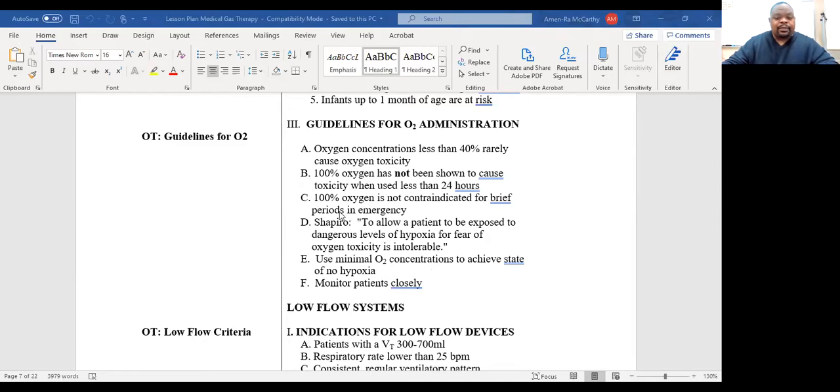Shapiro is an old school respiratory therapist instructor. He had his own book, just like you use Egan's now. We used to use a book called Shapiro. Okay, and he was a very, very smart respiratory therapist. And he says, to allow a patient to be exposed to dangerous levels of hypoxia for the fear of oxygen toxicity is intolerable. Because you learn that certain patients, and you're going to learn it as we go, certain patients are sensitive to oxygen, right? Because of the peripheral chemoreceptors and the central chemoreceptor situation, some patients you don't want to give too much oxygen to. Who can tell me what patient do we have to really watch the amount of oxygen that we give to? COPDers. COPDers, because if you give them too much, that will cause them to slow their breathing down. And that is called O2-induced hypoventilation. All right? Great job.